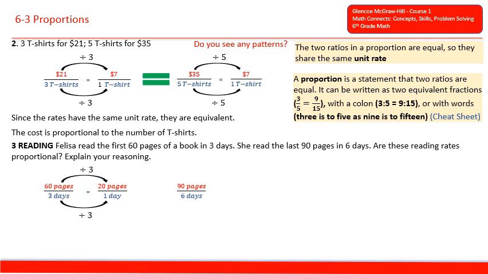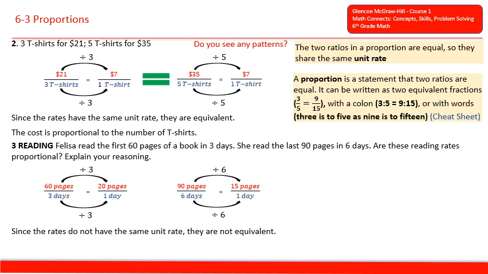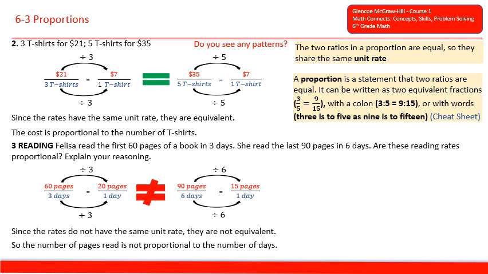Look at 90 pages in 6 days. We need to divide 6 days by 6 to get the unit of days, and then 90 pages divided by 6 to get 15 pages per day. Since the rates do not have the same unit rate, they are not equivalent. So the number of pages read is not proportional to the number of days.